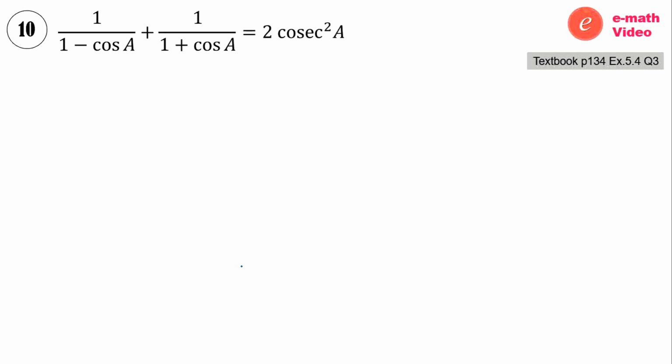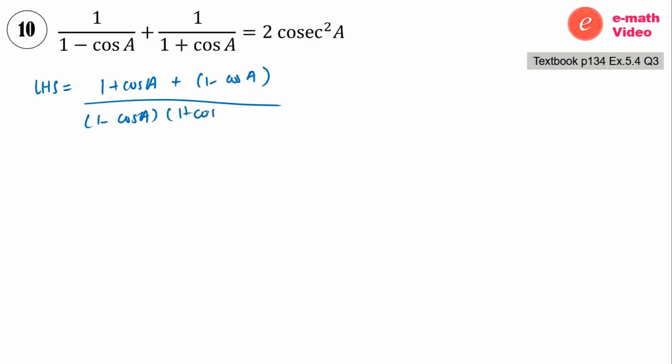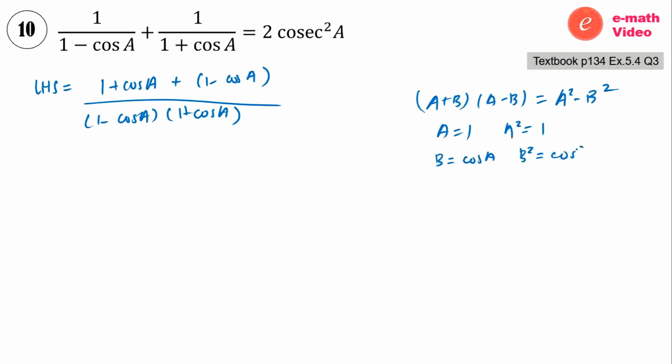Number 10. We have 2 terms on left hand side and 1 term on right hand side. We'll start from left hand side. Just combine the fraction and I think we'll get the answer. Okay, on left hand side equals to combine the fraction 1 plus cos A plus 1 minus cos A over 1 minus cos A times 1 plus cos A. You see, on denominator we have our friend A plus B, A minus B. I remind you again, equals to A square minus B square. In this case, our A is 1, so A square equals to 1. Our B is cos A, so B square equals to cos square A.